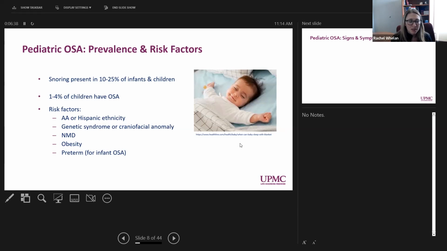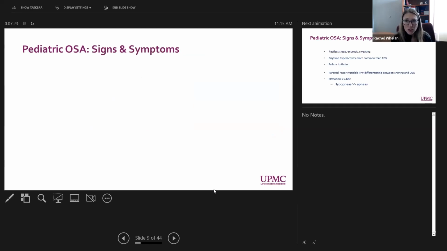That variability comes into play when you talk about where you actually define the cutoff to start calling it sleep apnea versus more borderline or very mild sleep apnea. In Pittsburgh, at least, we tend to use an AHI of 2 as the hard and fast, no sleep apnea if it's less than 2, and then 2 to 3 is this borderline, very mild range. Also, when we look at risk factors for sleep apnea, Hispanic or African American race, any kind of craniofacial anomalies or genetic syndromes, neuromuscular disease or restrictive lung disease, obesity, as well as prematurity come into play.